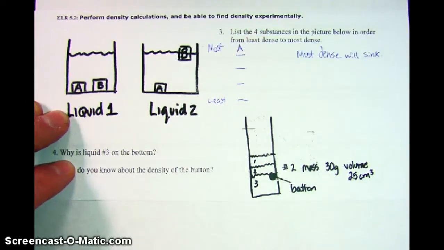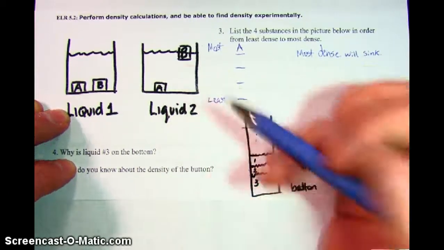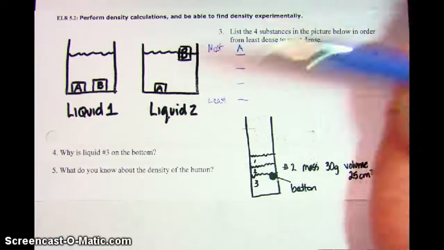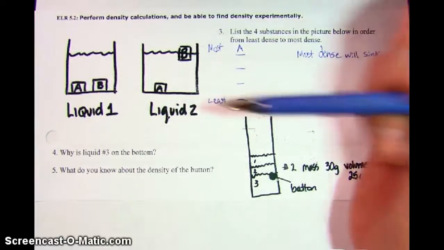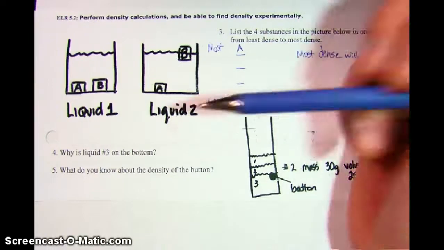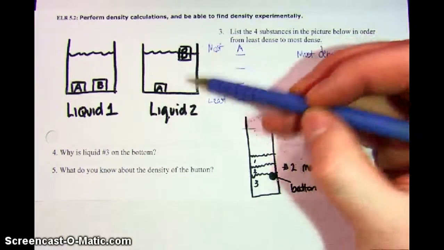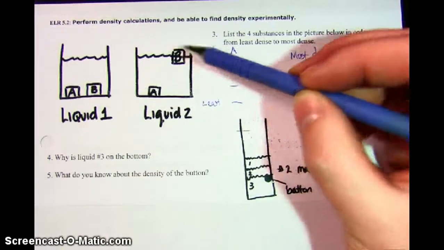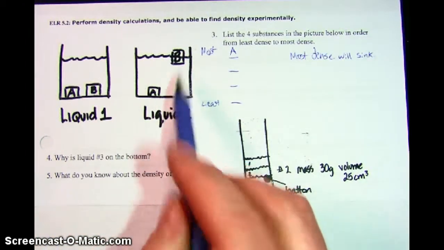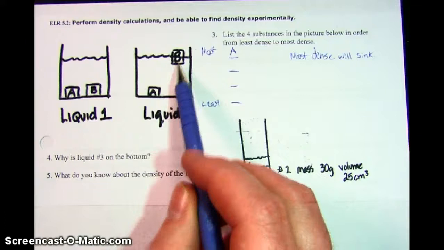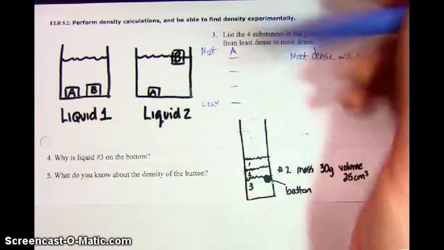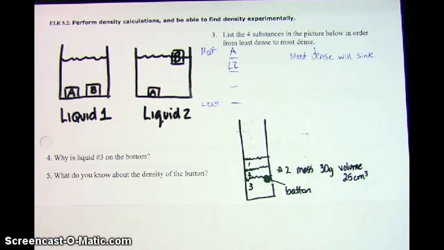The next thing that I'm going to notice is I'm just going to work my way down and figure out from top to bottom which is the next most dense. So in this case I'm looking at liquid 2. The reason why liquid 2 is the next most dense is because I know it's more dense than B, but B was more dense than liquid 1. So since liquid 2 is causing B to float, and I know that B is more dense than 1, I know that liquid 2 has to be next on my list.